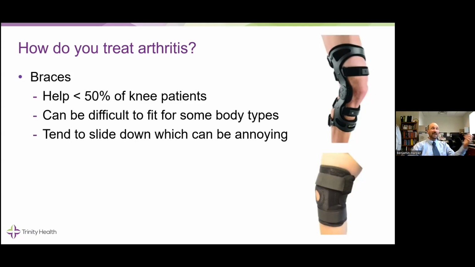The nice thing is, if you have a knee that bothers you with certain activities, you can put it on for that activity and take it off the rest of the time. So it is fairly easy and fairly cheap compared to a lot of other options.